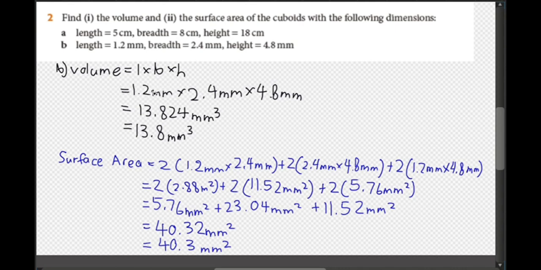So it is 1.2 mm times 2.4 mm times 4.8 mm, which we will get 13.824 mm cubed. And after we change it to only one decimal place, we will get 13.8 millimeters cubed, which is the volume of cuboid B. Now let's look at its surface area.